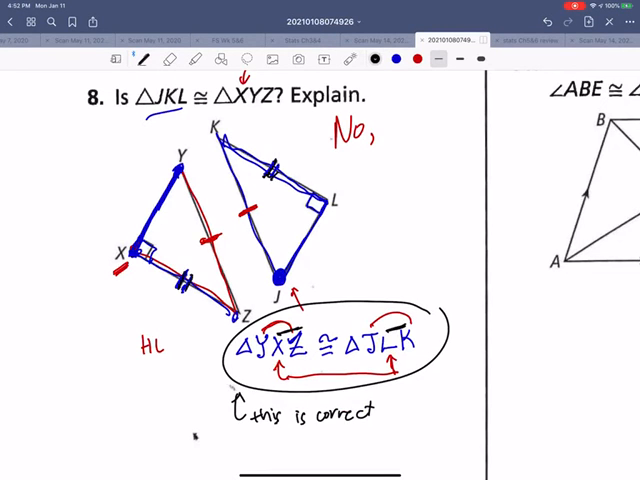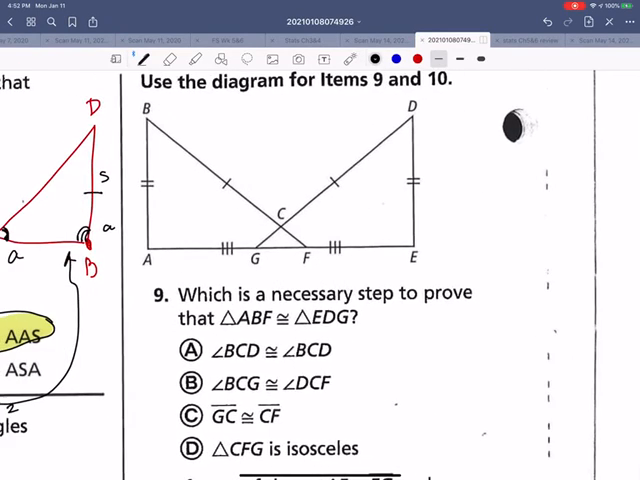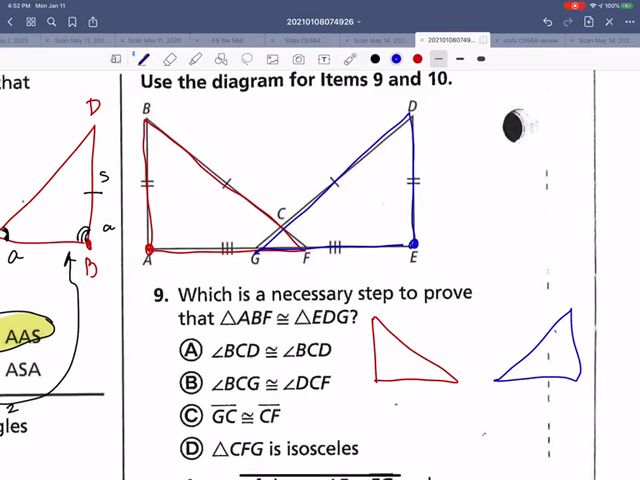Nice work. Now for number 9, which is a necessary step to prove that this ABF, this triangle, is congruent to that triangle, EDG. Okay, so I'm going to do like I've been doing, right? I'm just going to draw the red one and the blue one and kind of connect my evidence so they're not laying on top of each other. This is equal to this, okay?